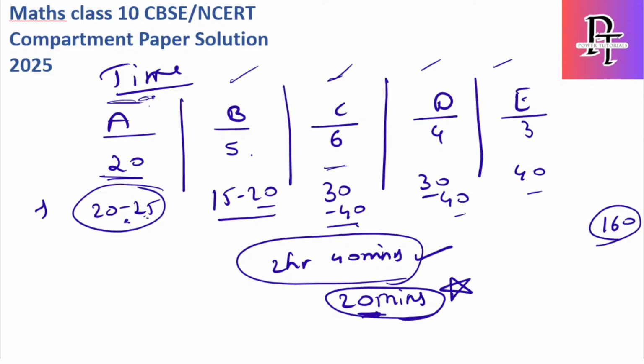You can also go back if you want to, or else go for section D, and then you will have much buffer time. Again start from the first, whichever you feel you couldn't solve faster at that time, now solve it.